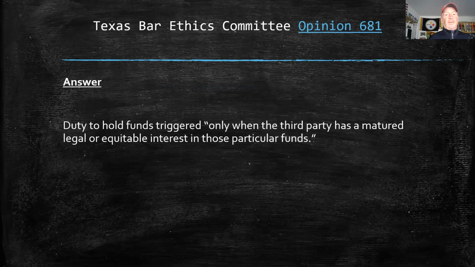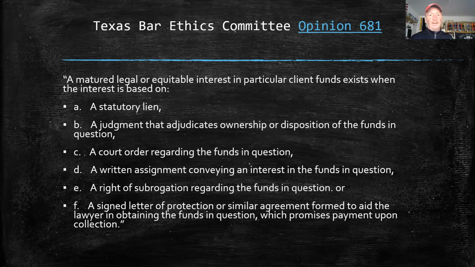The answer to the first question is the duty is triggered only when a third party has a matured legal or equitable interest in those particular funds. So again, very similar to the Virginia opinion, the painter's claim is not a matured legal or equitable interest in those particular funds. Again, it's what the Texas Bar Ethics Committee listed as meeting the definition of a matured legal or equitable interest. So those are the types of notifications you would receive or documents you would receive that would trigger a duty to safeguard a third party's interest in client funds.